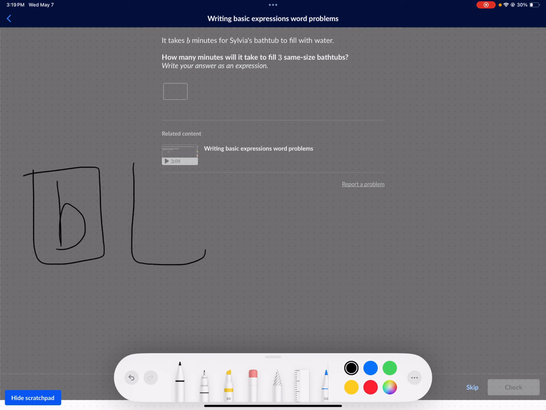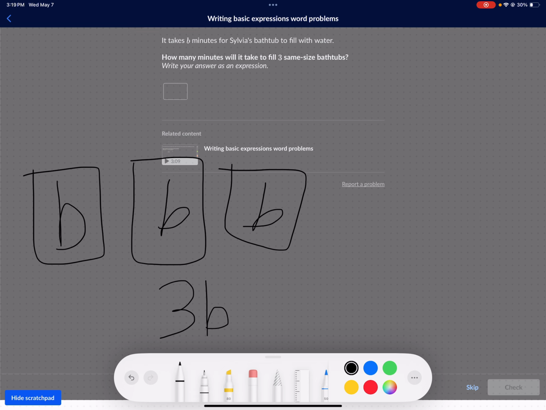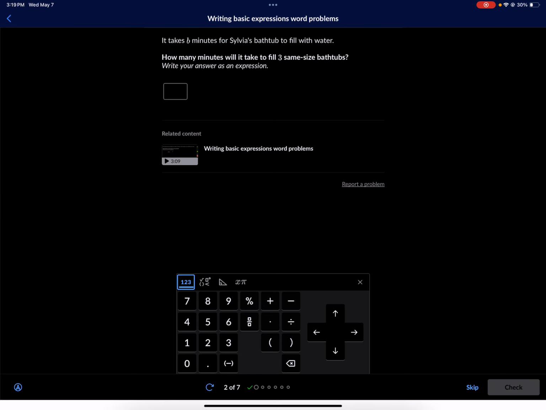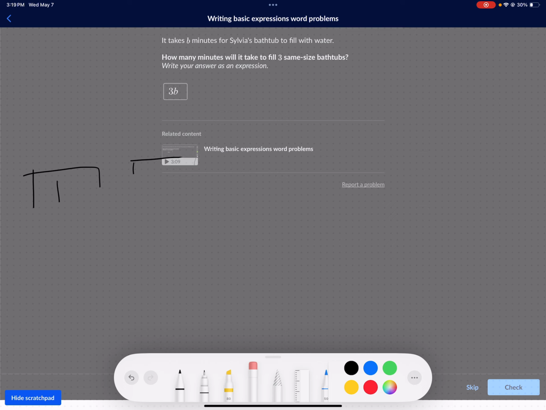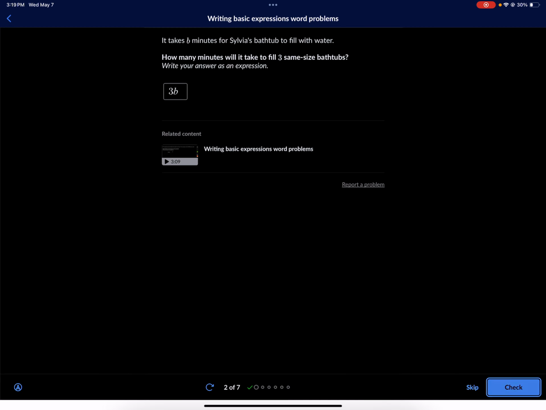We want to get 3 of these bathtubs. So how many B's do we have? 3, and then we just put B. So, this is saying 3 B's. Bzz, bzz, bzz. But not that type of B. We're just expressing it as a variable. So, 3B would be our answer because we have 3 B's. So, 1, 2, 3. Or B plus B plus B. But we'll put 3B for the purpose of this answer.